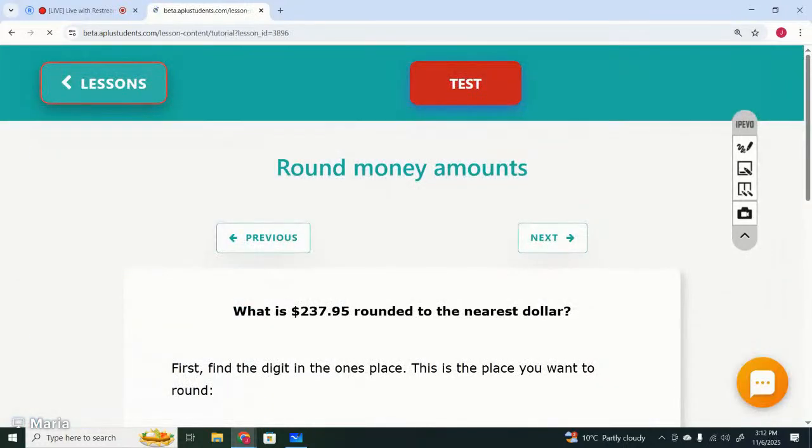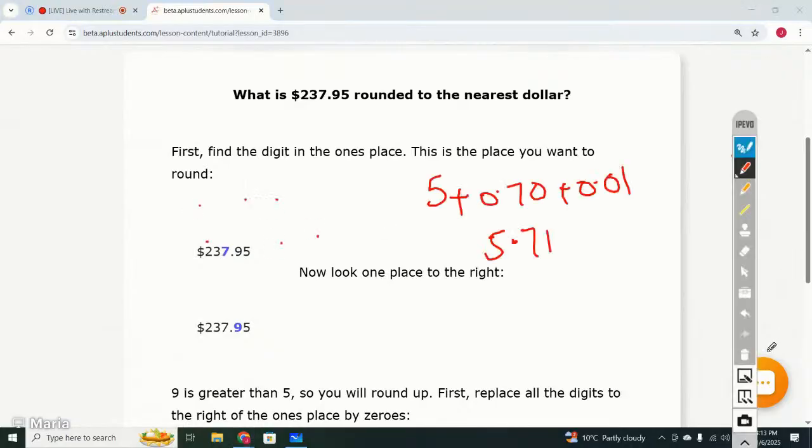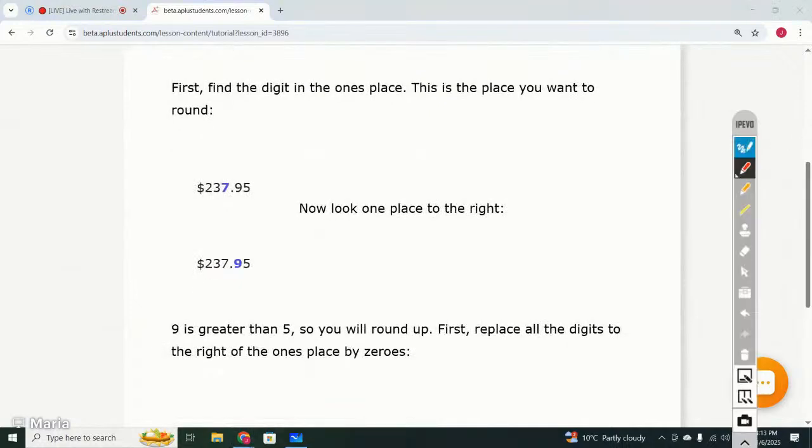Round money amounts. What is $237.95 rounded to the nearest dollar? So we need to round it to the nearest dollar. First find the digit on the ones place. The digit that is on the ones place is 7. This is the place you want to round.